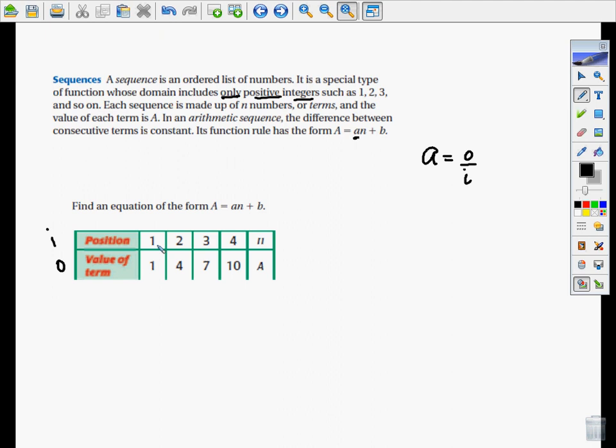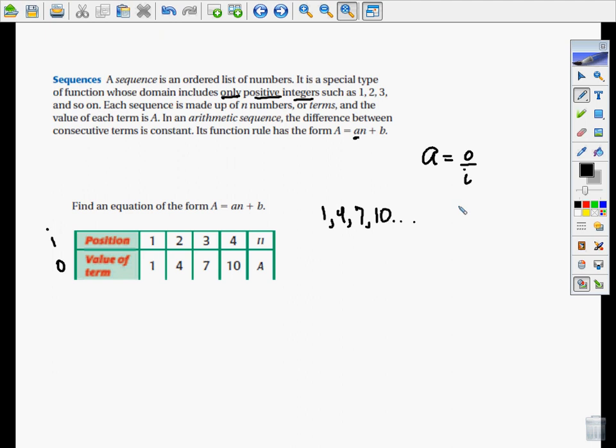So this is the first number in the sequence, 1. 2, the second number is 4. So my sequence would look like this: 1, 4, 7, 10, dot, dot, dot. I want to find a rule so that I can figure out what the next one is. And you can see that, oh, look, we're adding 3, we're adding 3, we're adding 3, so we keep adding 3. But if I want to know what the 100th number is, I don't want to have to keep adding 3 100 different times.